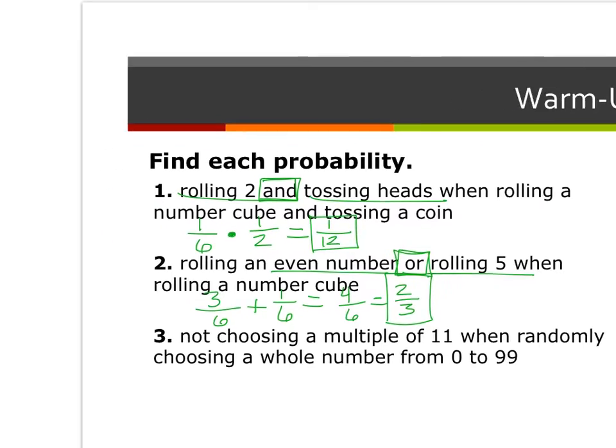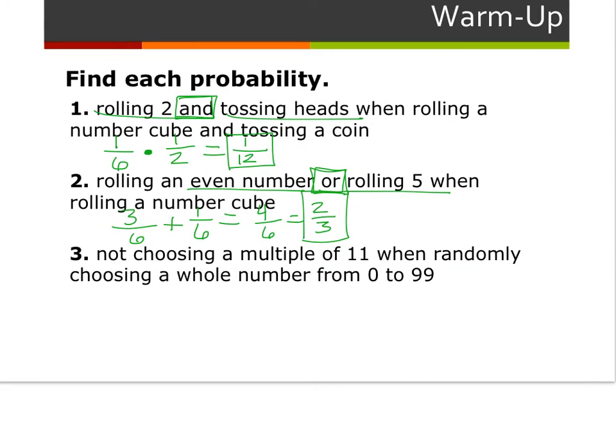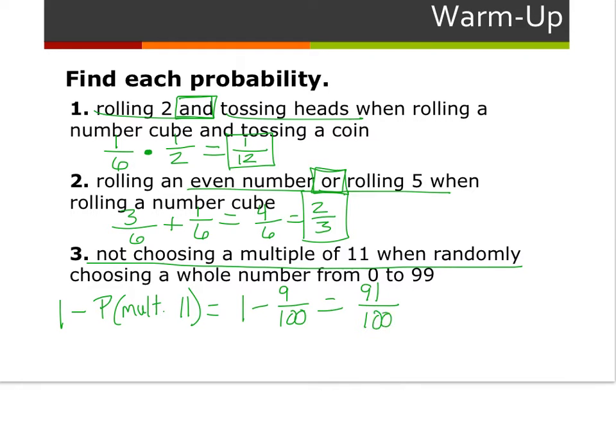Okay, number 3, not choosing a multiple of 11 when randomly selecting a number from 0 to 99. Well, I'm going to do 1 minus the probability that I do choose a multiple of 11. Multiples of 11 from 0 to 99, there's 9 of them. So we do 1 minus 9 out of the 100 numbers, because 0 to 99, that's 100 values, or 100 numbers, which leaves me with 91 over 100.